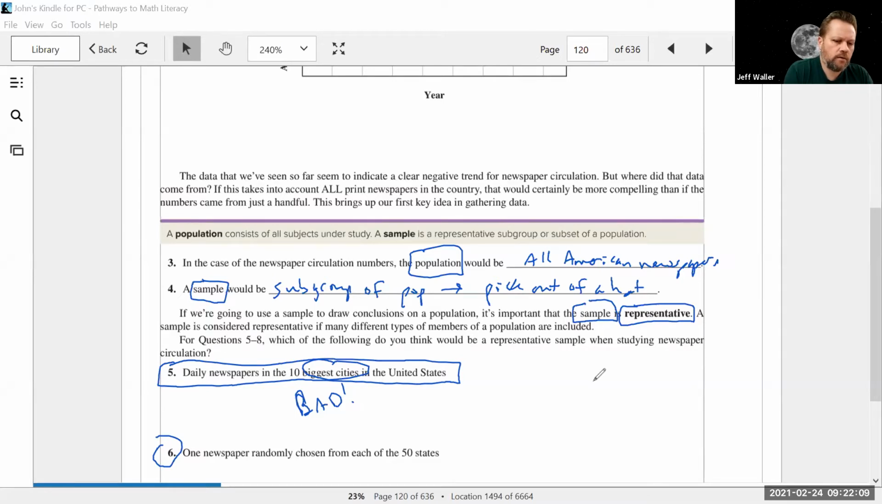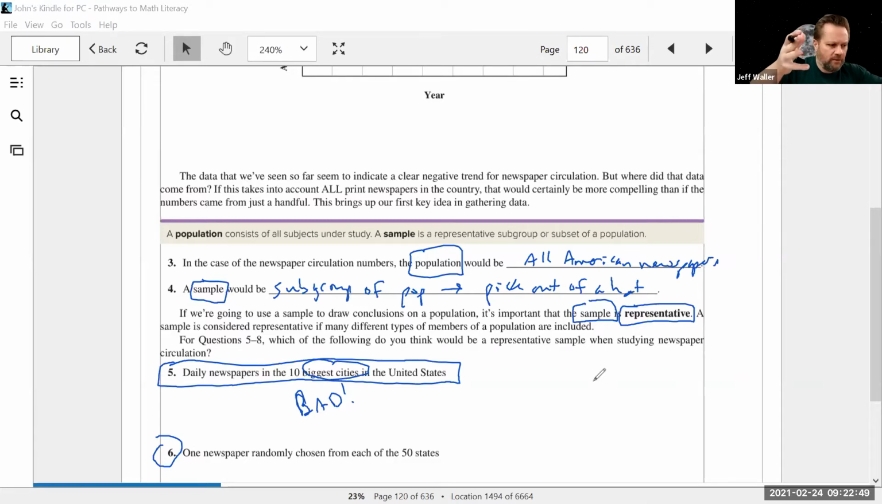It says one newspaper randomly chosen from each of the 50 states. That's right. So for anybody who thinks that's not really that great, why? Because every state has multiple newspapers. So what's one immediate thing I could do to make the process in number 6 better? Multiple papers from multiple states. So choose like 6 or 10 random newspapers from each state. Now that's getting really pretty good, right?